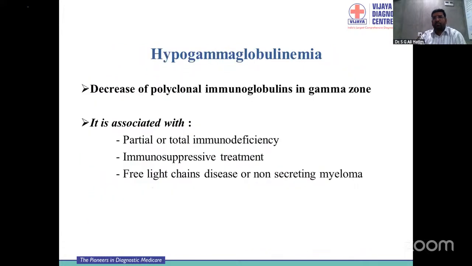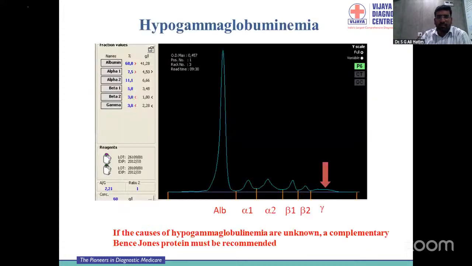So coming to hypogammaglobulinemia, that is a decrease in polyclonal immunoglobulins in the gamma region. It is associated with partial or total immunodeficiency, immunosuppressive treatment, pre-light chain disease, or non-secreting myeloma. The presentation will be like this. You can clearly see the gamma globulin region is significantly decreased, and you see the concentrations will also be decreased.